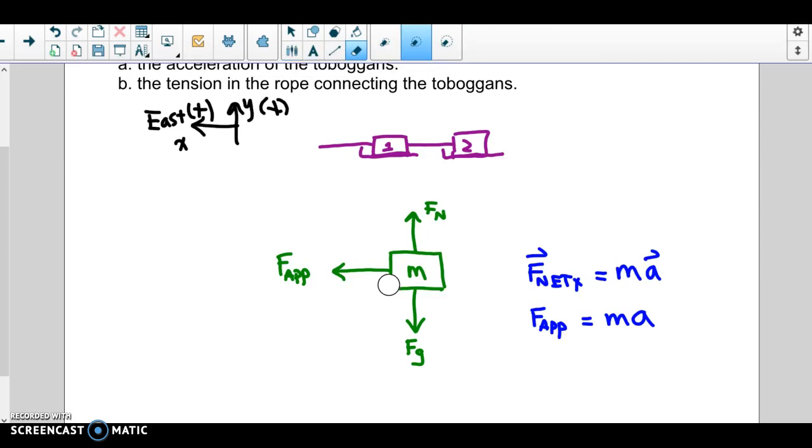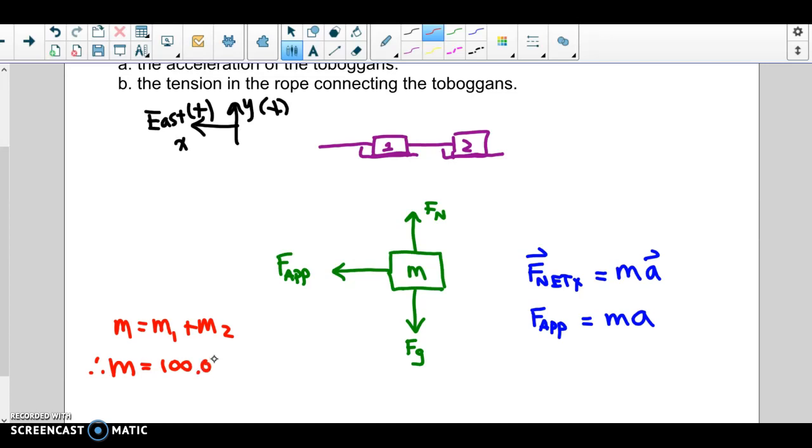Let's try that again. I'm just going to draw a little side note. M is equal to the mass of toboggan 1 plus the mass of toboggan 2, which in this case is 100 kilograms, 60 plus 40. I'll use that information over here.